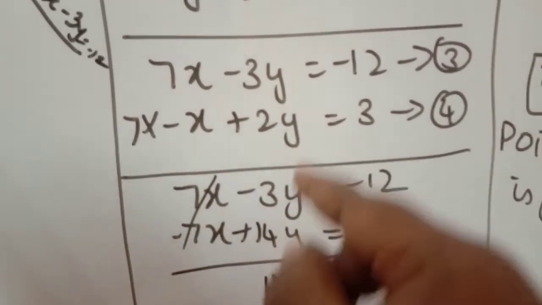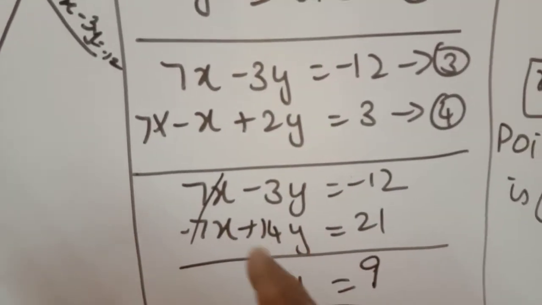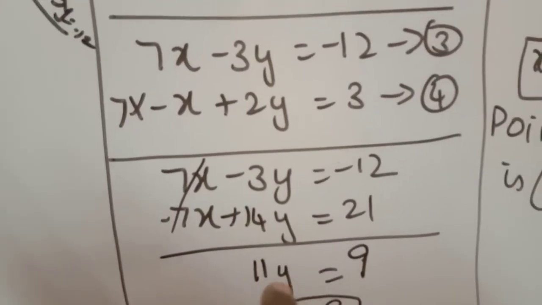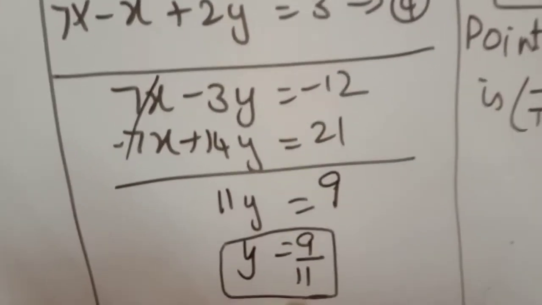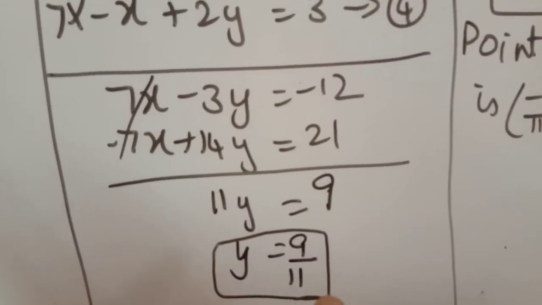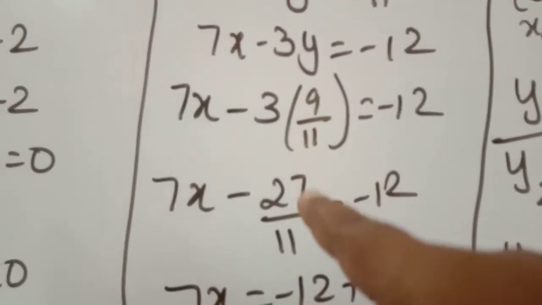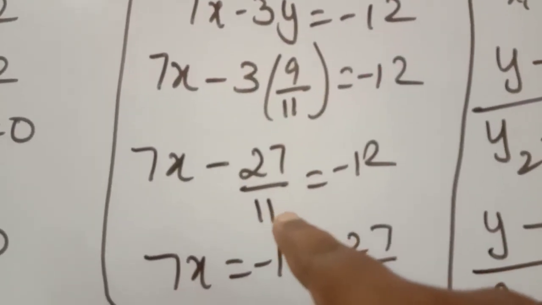Already different signs are there, so straight away we can add. If the same sign is there, we have to subtract and change the sign of the second equation. Here we can add. So 11y equal to 9, y is equal to 9 by 11. Substitute the value of y equal to 9 by 11 in the third equation. This is the third equation. Substitute 9 by 11. So 7x minus 27 by 11.